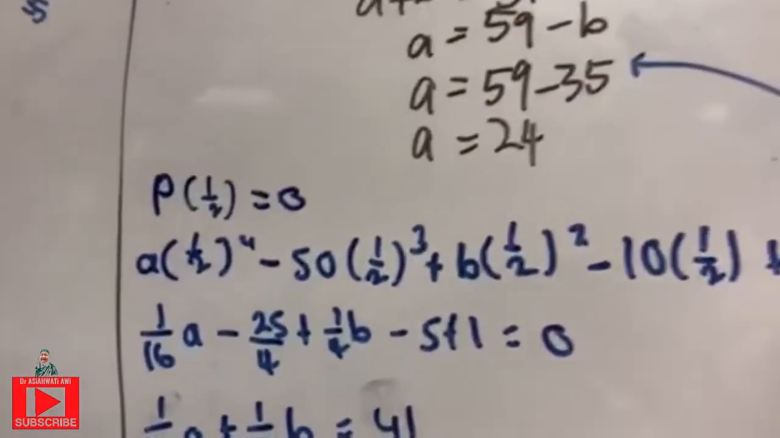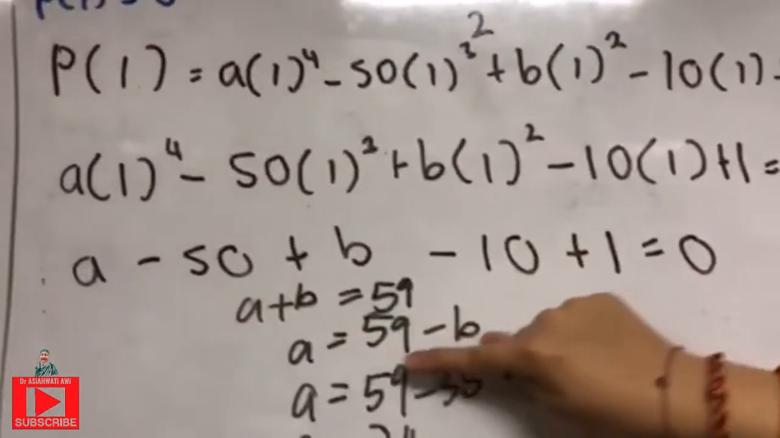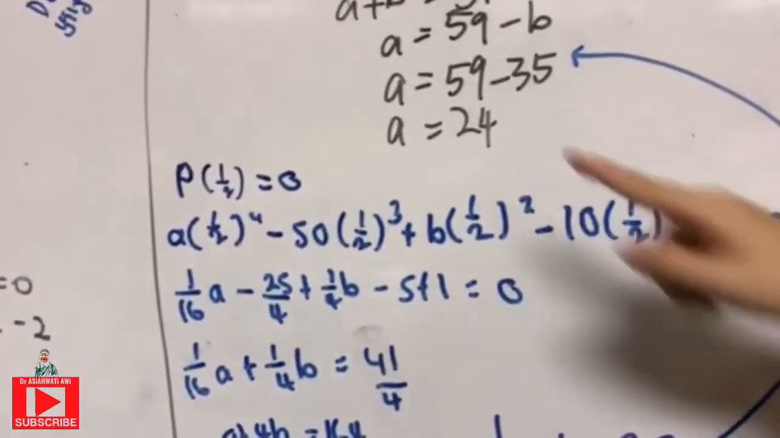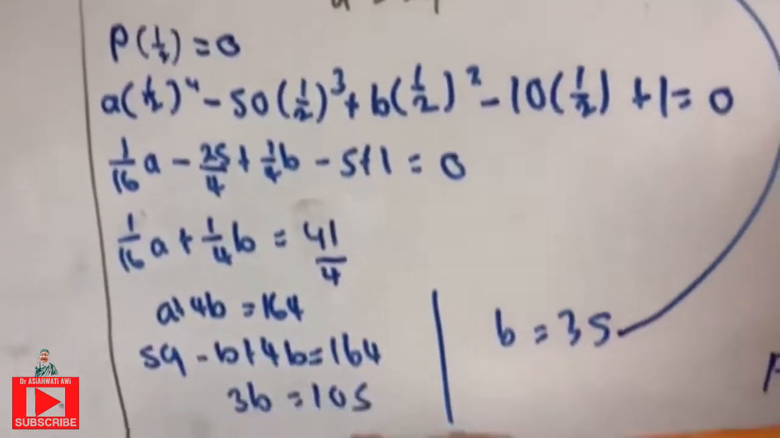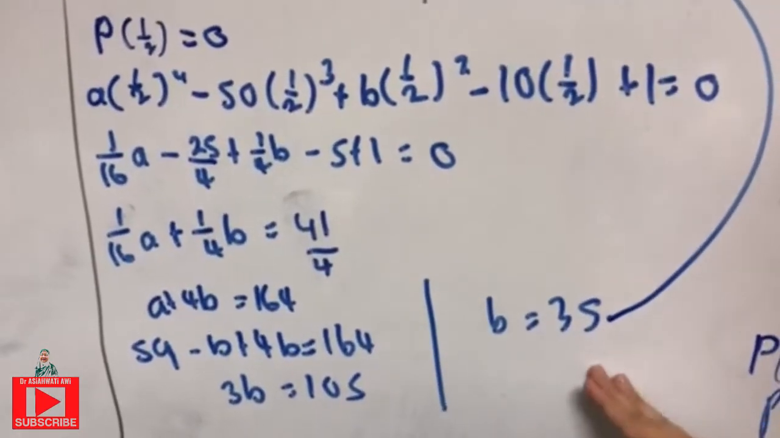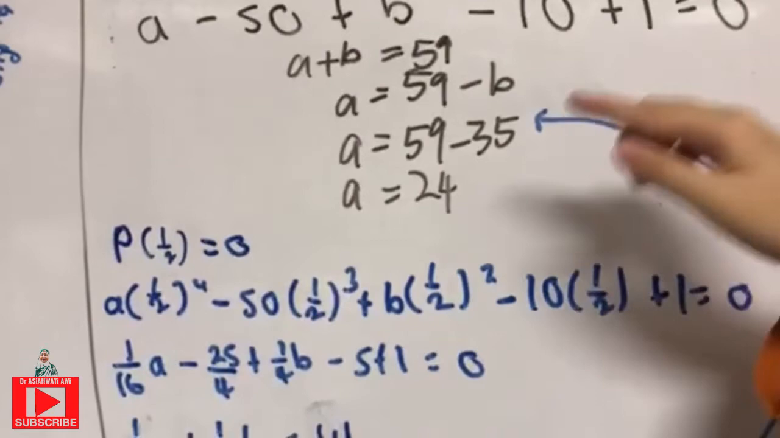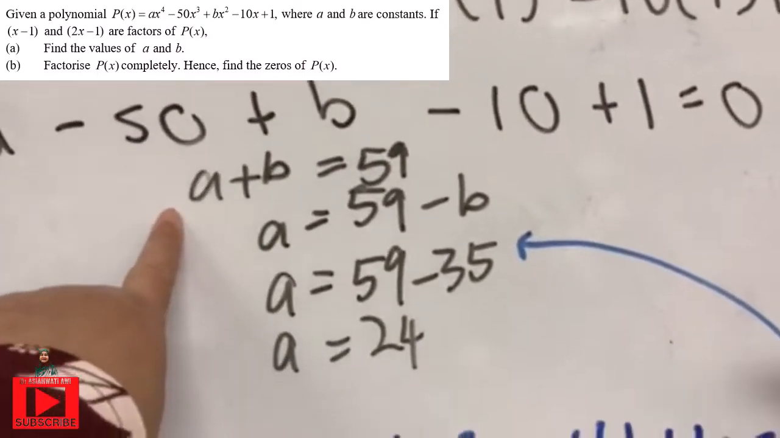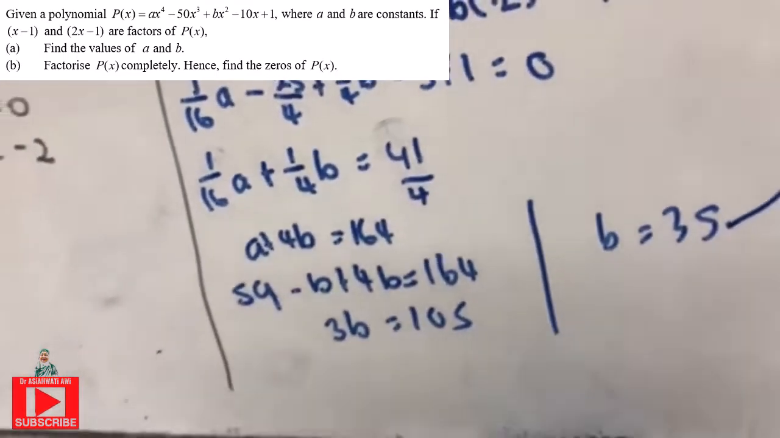So we substitute this one a with this one. Oh, this one, not this one. This one is after we find b, then we get a. Okay, good. So after that we can get 3b equals to 105 and then b equals to 35. Then after we get the value of b, we substitute back into a equals to 59 minus b and then we will get the value of a equals to 24. Okay, use this one right. a plus b is 59. Correct. Okay, very good.